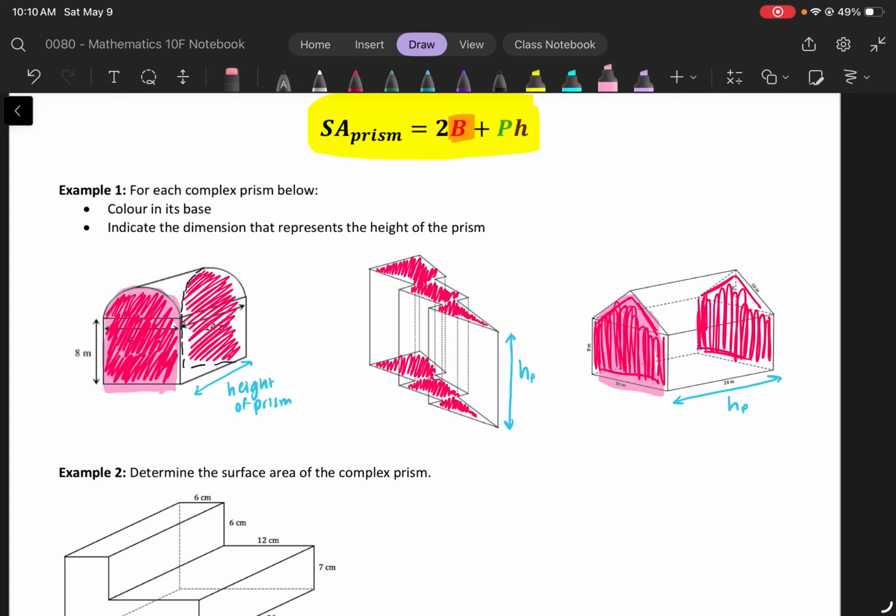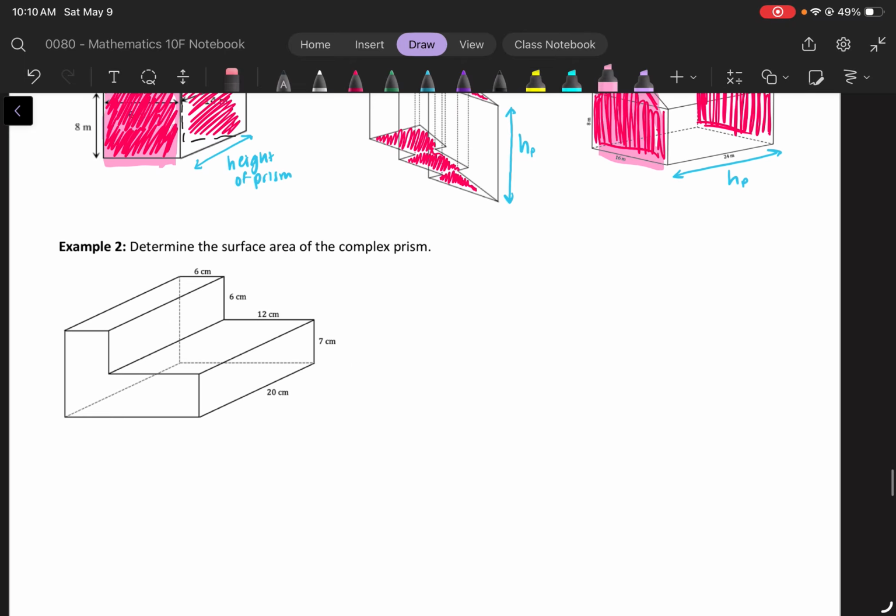So it's going to be a little bit extra work in the sense that my capital B and my capital P will not be basic shapes anymore. They will be composite shapes. But otherwise, my overall setup is the same.